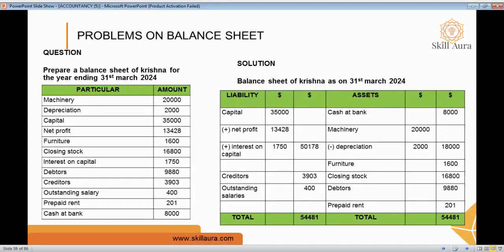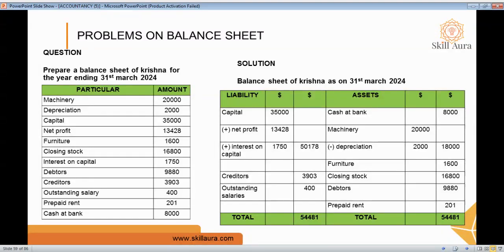First, we have to analyze this question format. First one is machinery, which comes under asset, as you know, and the depreciation also comes under asset, and the capital is a liability, and the net profit also comes under the capital, so it is also a liability. The furniture is an asset; it goes to the asset column, and closing stock will come under closing stock.